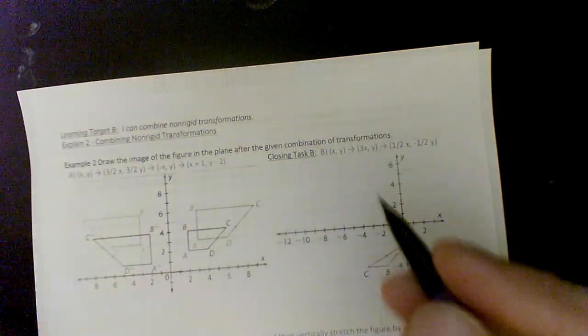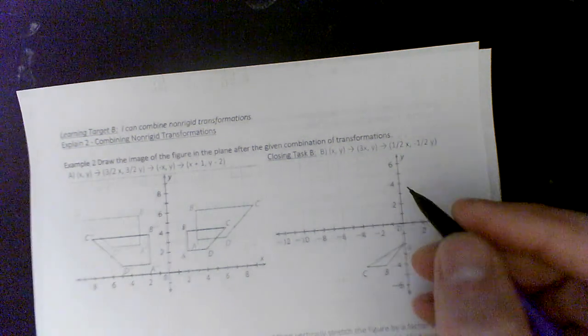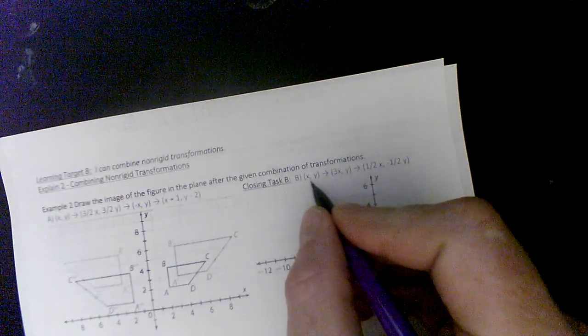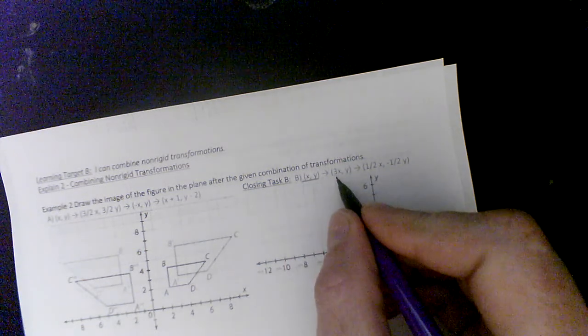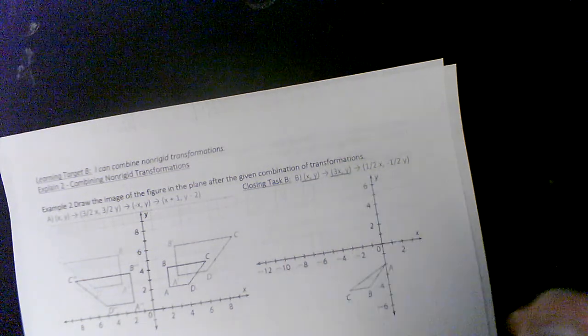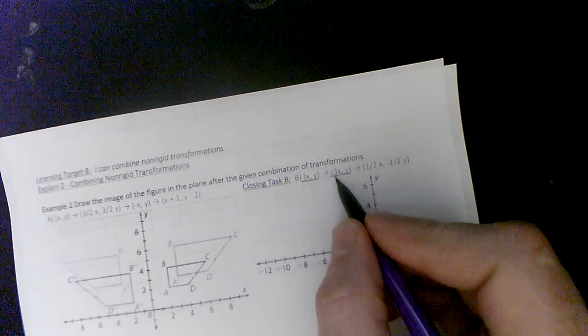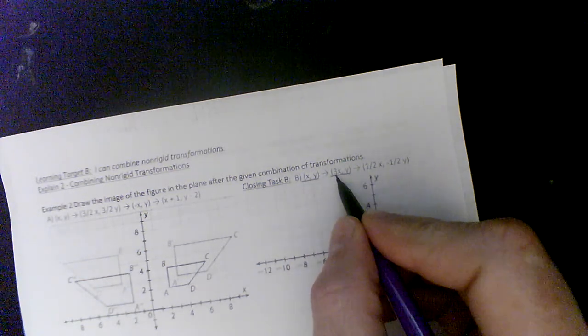Alright, I've placed on here an example, but let's do another example. The very first thing this does is it says take all your x, y's and make them 3 times x, y, and just stay at y. So the only thing we're doing is we're stretching this out horizontally and keeping it the same vertically.